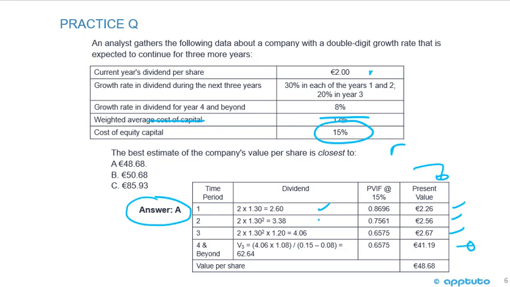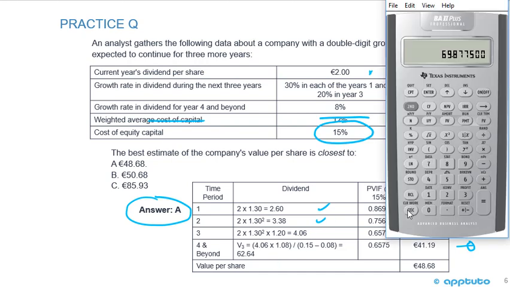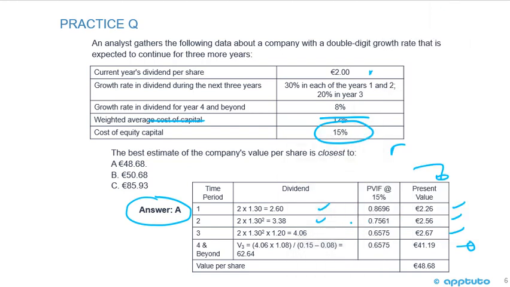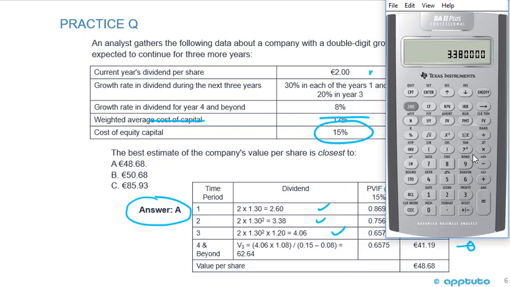To get the second dividend, I can bring up the calculator very quickly, just clear it off. So 2 times 1.3, and I can multiply by 1.3 again, and I'm going to have 3.38 for my second dividend. And then again, I'm just discounting it back using 15% for 2 years. And then finally, for the third dividend, I'm going to take that last dividend, bring up my calculator again, the 3.38, but it's going to be 20%, so it's just times 1.2.